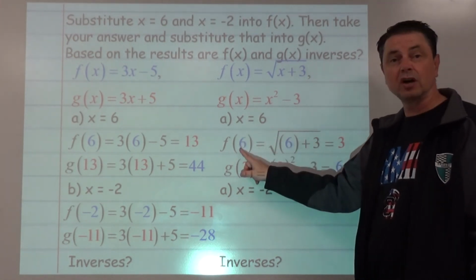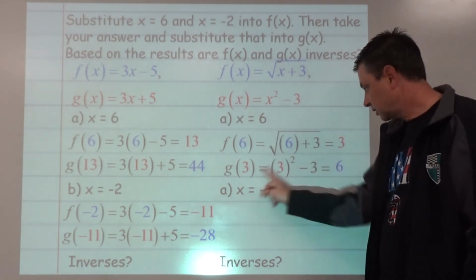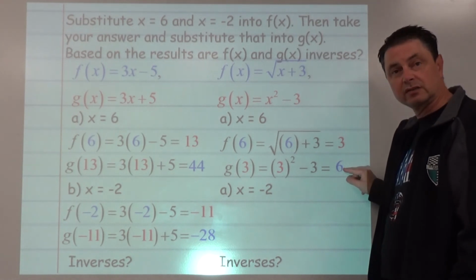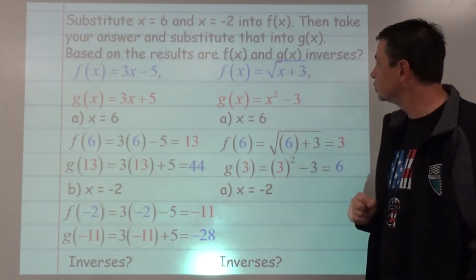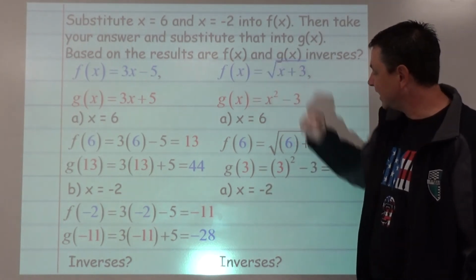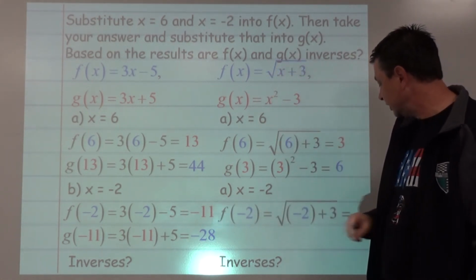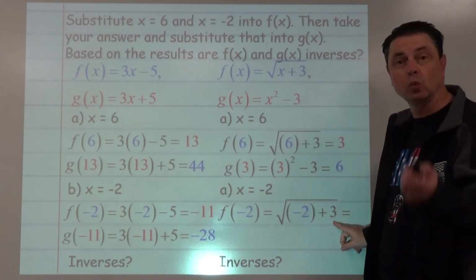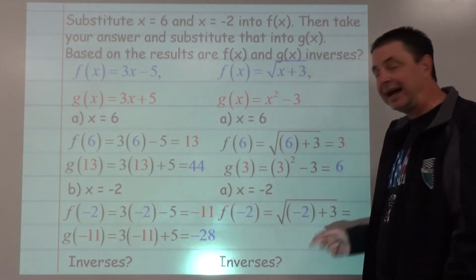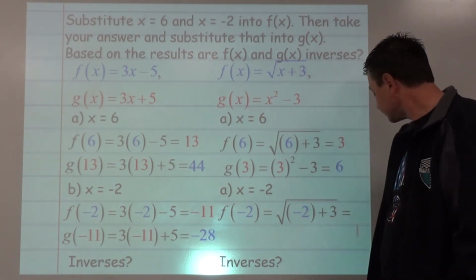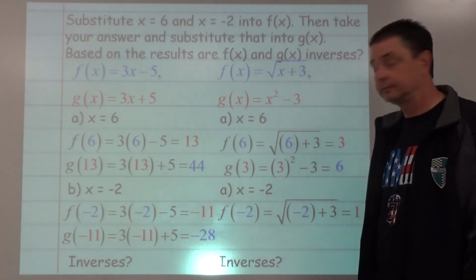We originally started with 6, and we ended with 6. Let's try the -2. So f of -2 is the square root of -2 plus 3. -2 plus 3 is 1. Square root of that, also 1. We get an output of 1.